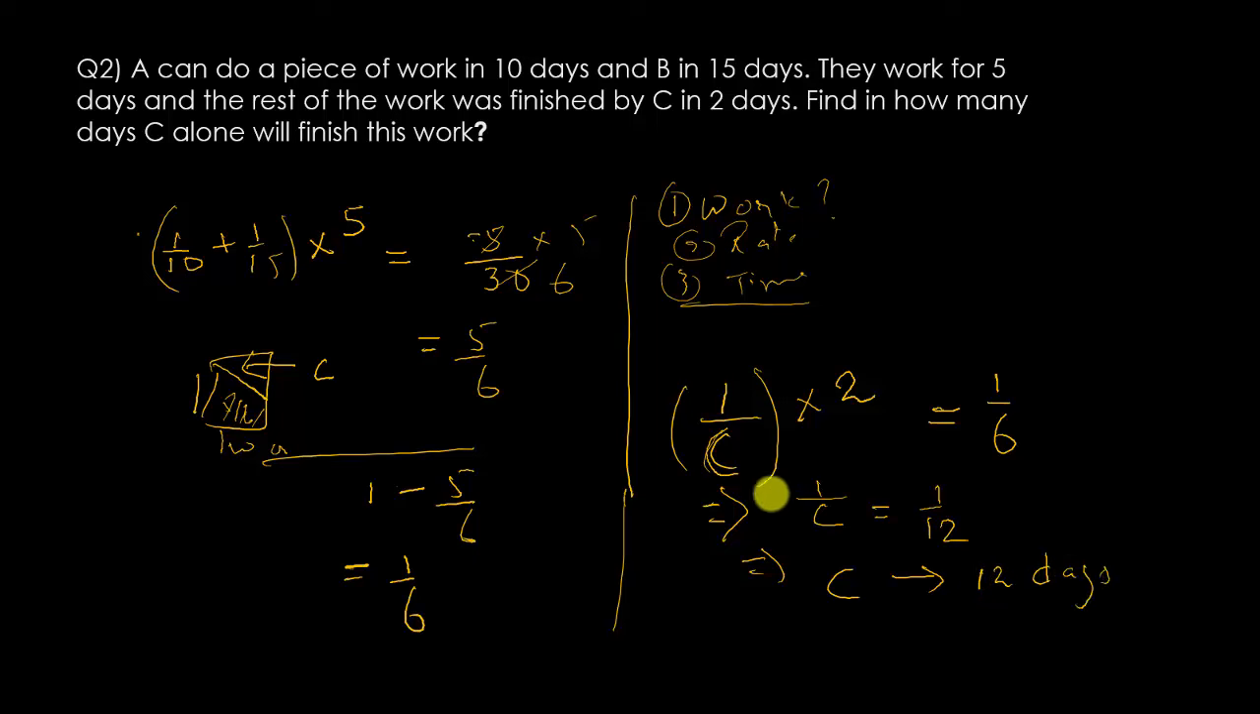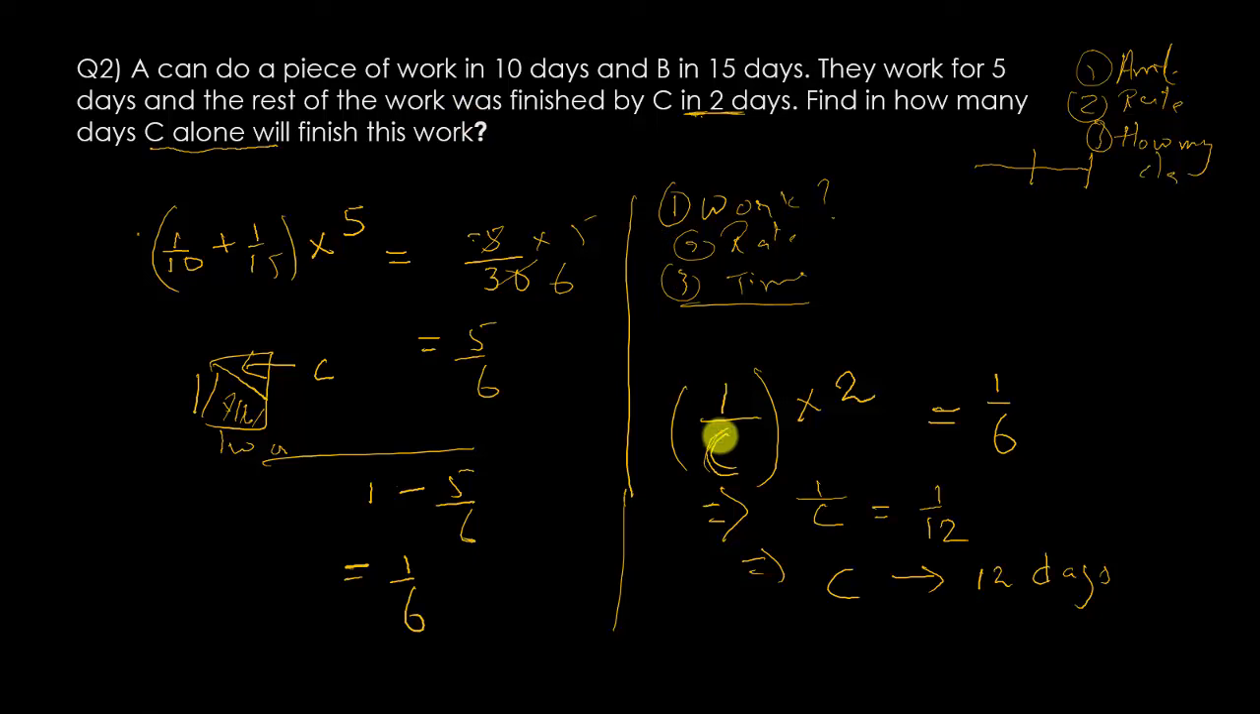So how simple it is. You just have to take care of the amount of work and how much time. Out of these three quantities only you'll have to take care: amount of work, rate of doing work, how many days, right? So you will always be able to find. And in this case, we needed to find how much time C will take to finish one work when we knew that C finishes the remaining work in 2 days. And what was that remaining work?